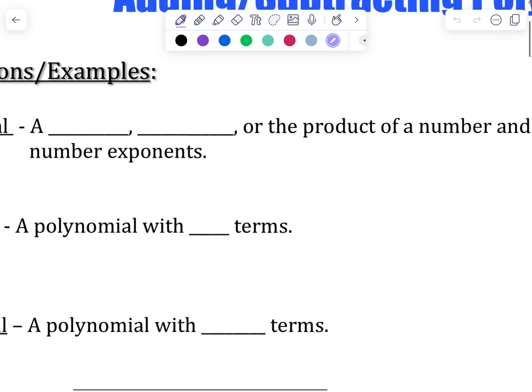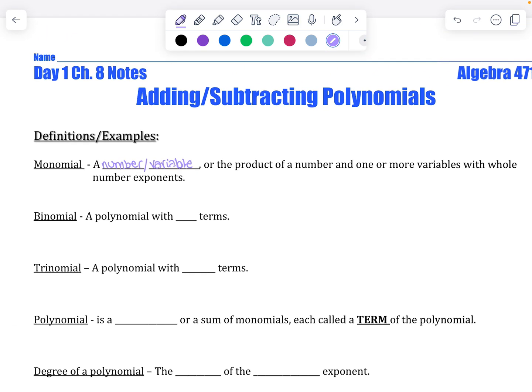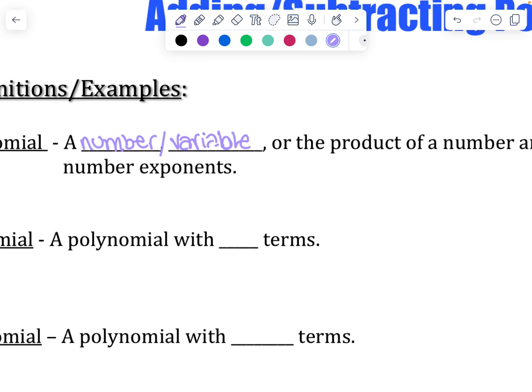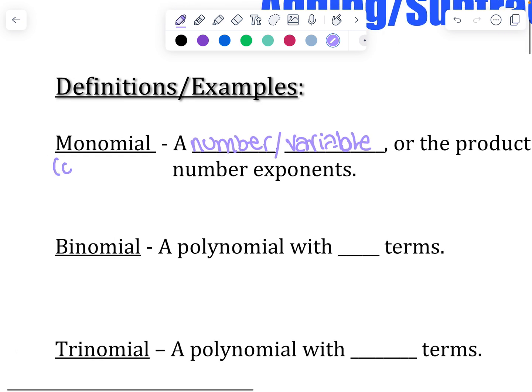A monomial is a number, so that first blank, we're going to put number, and I'm going to put a comma, or if you want to put a slash, a variable, or the product of a number and one or more variables with whole number exponents. All this means is that this is one term. So you're not going to see any plus or minus signs with a monomial. Mono means one.